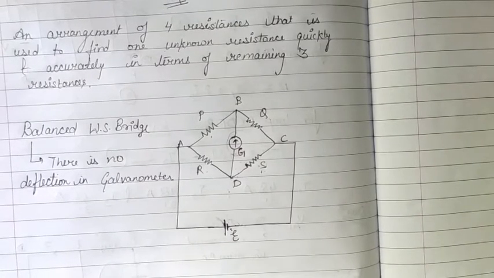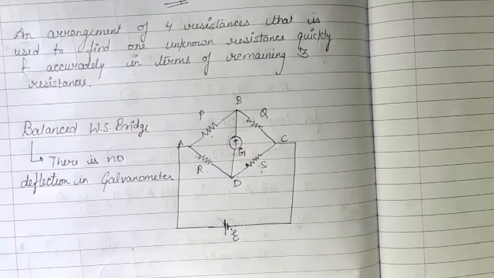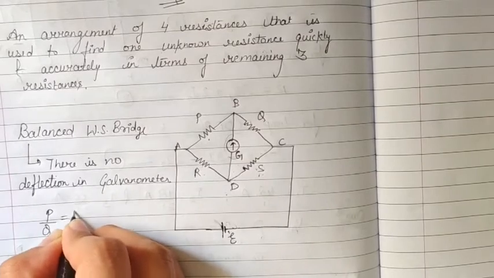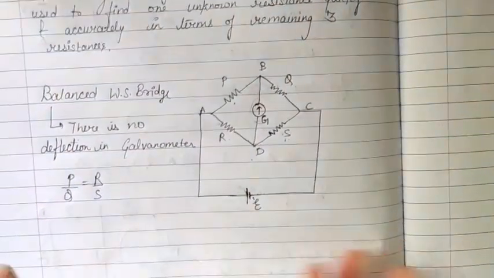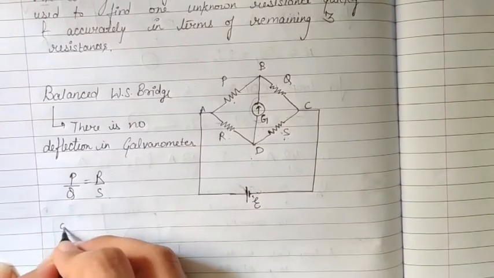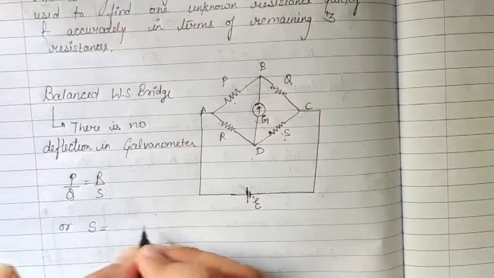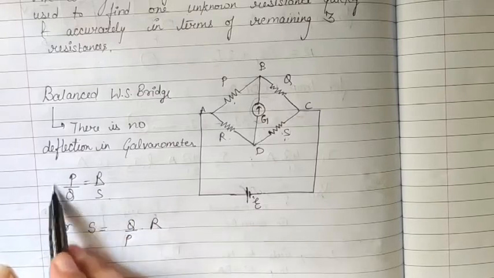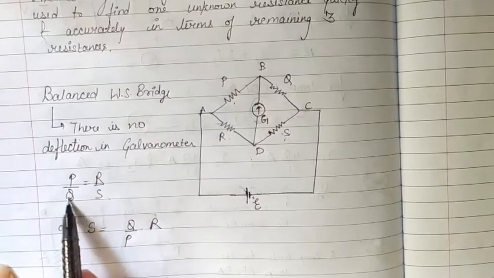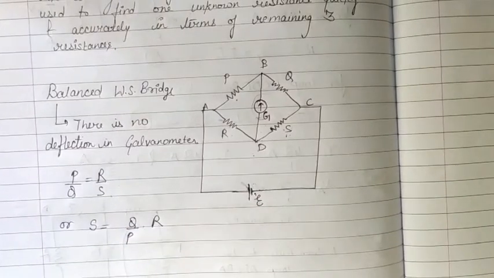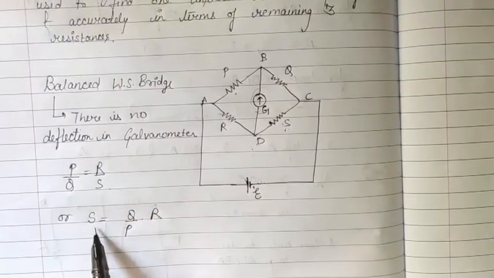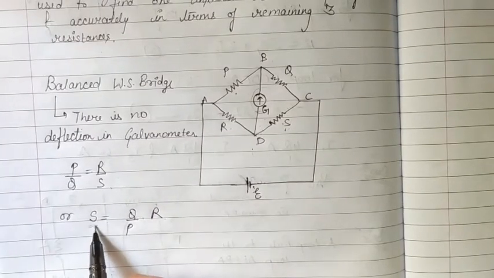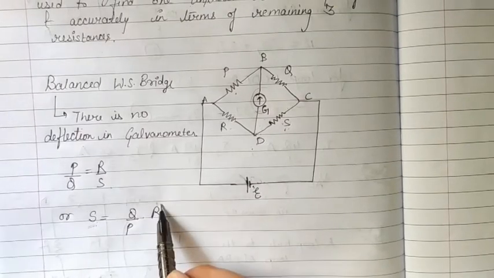So in the balance condition of the bridge, the condition that exists is P upon Q is equal to R upon S, or the unknown resistance capital S is equal to Q upon P into R. This condition we can also find using Kirchhoff's law. ये अभी हम निकालेंगे. By using Kirchhoff's law इस balance की condition को हम derive कर सकते हैं. We will do it later. So capital S, the unknown resistance is equal to Q upon P into R. Means आप unknown resistance calculate कर पा रहे हो in terms of the remaining three resistances.